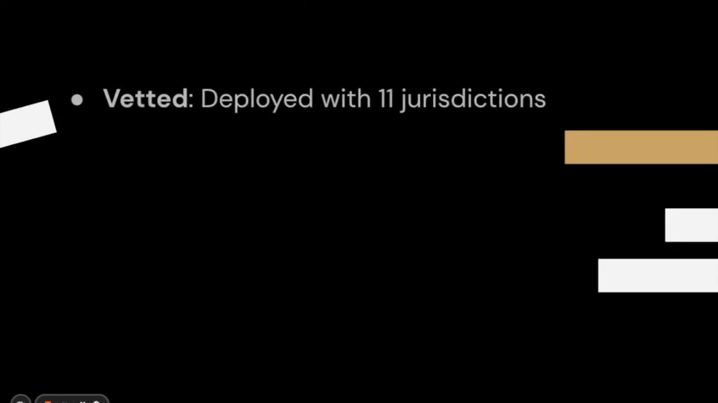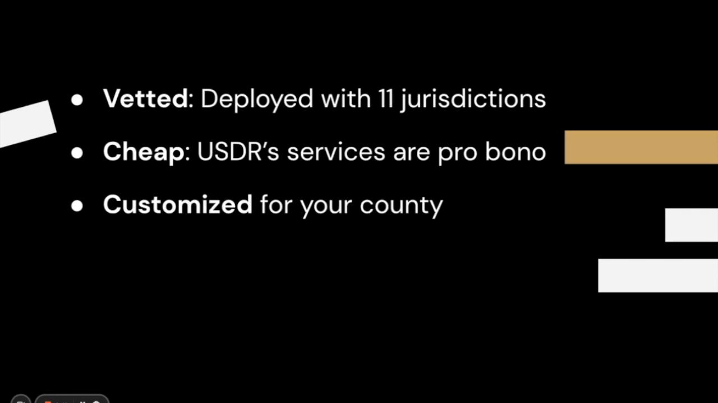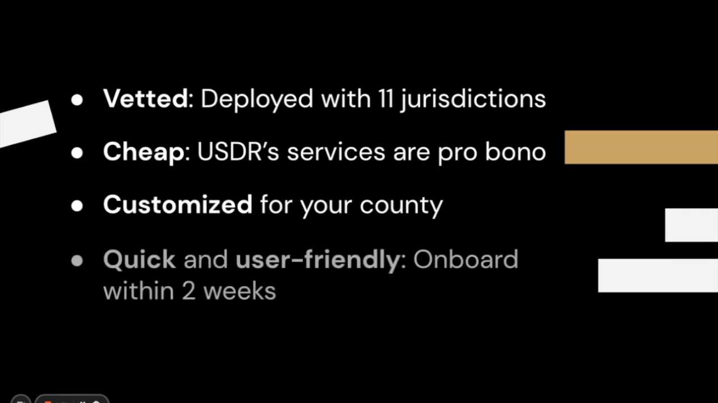The poll worker management system has been deployed at 11 jurisdictions nationwide, serving over 4.3 million registered voters. USDR's team of pro bono experts will ensure that the tool is customized to your use case. Deployment is quick and the tool is user-friendly. Your team can be onboarded within 2 weeks.